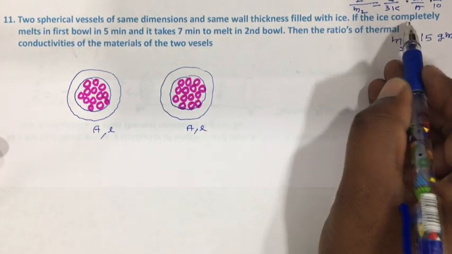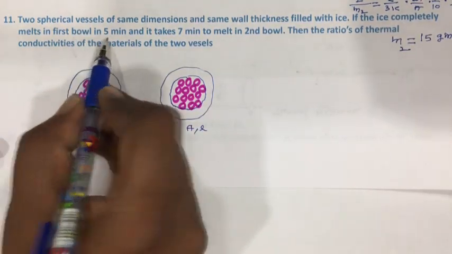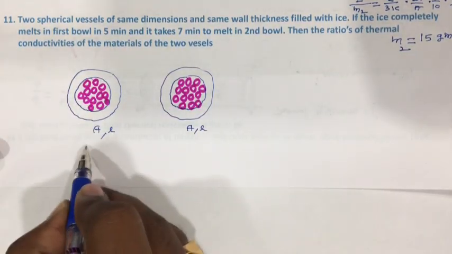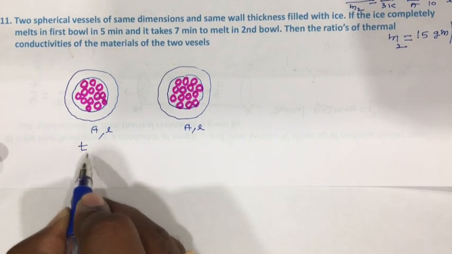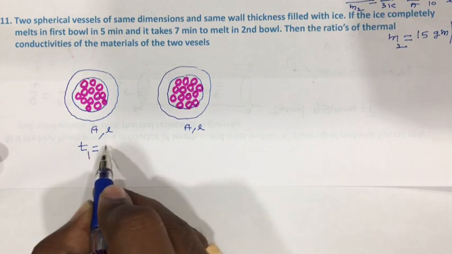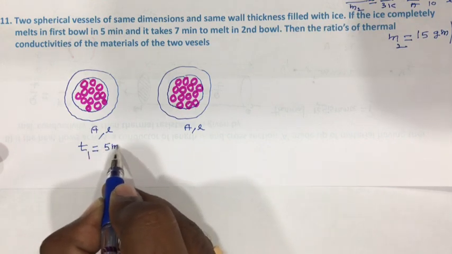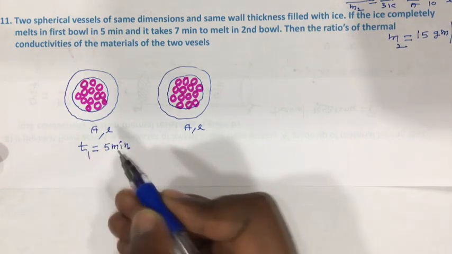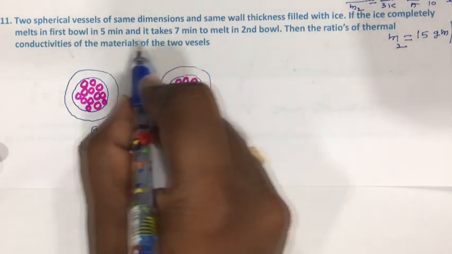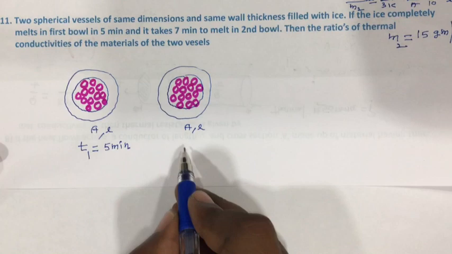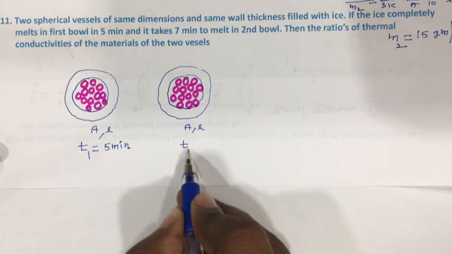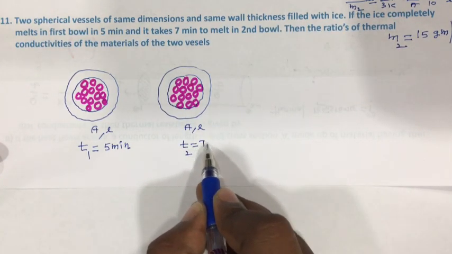If the ice completely melts in the first bowl in 5 minutes, T1 is equal to 5 minutes in the first bowl, and it takes 7 minutes to melt in the second bowl. So this is the second bowl. T2 is equal to 7 minutes.